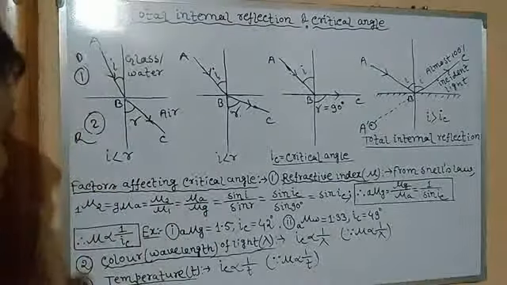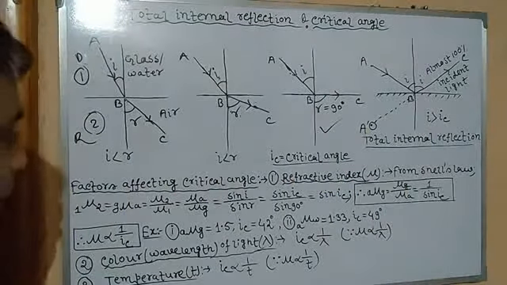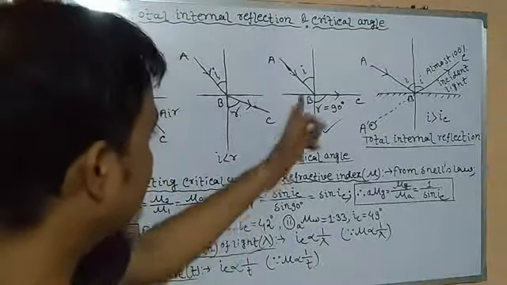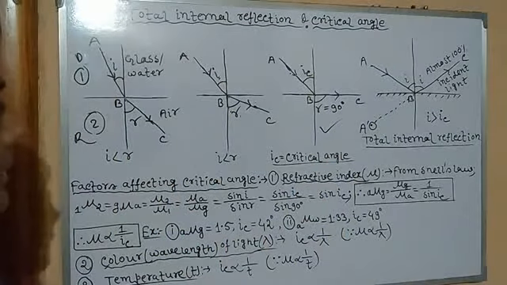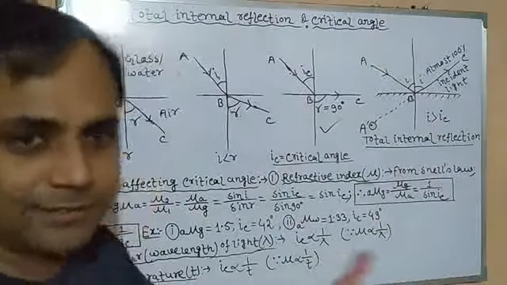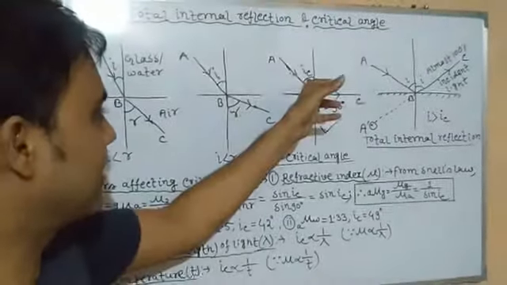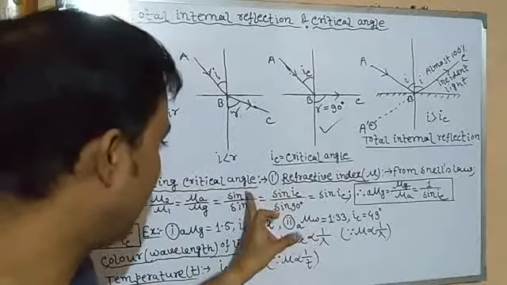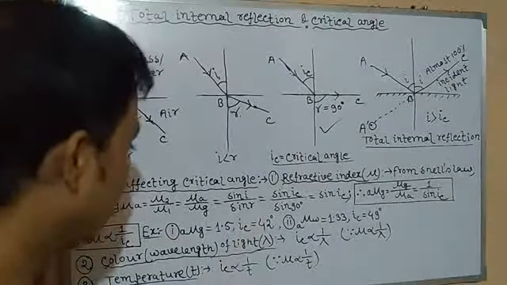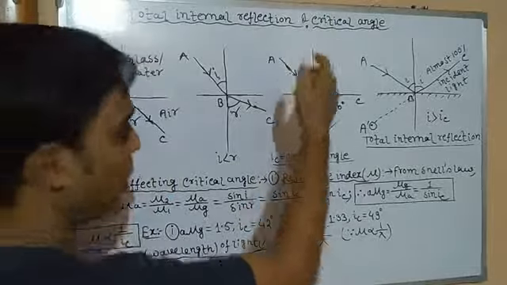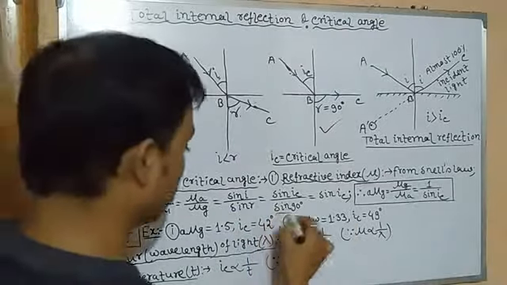So mu A by mu G, we all know, is sin I by sin R. Very easy. We are assuming this diagram, diagram number 3. So what is sin I here in the diagram? When the angle of refraction becomes 90 degrees, then it no longer is called the angle of incidence; it gets a new name, the critical angle. So instead of I, we write sin IC, C for critical. That's why the letter C is used here. Now sin R is sin 90, because when the critical angle is formed, the angle of refraction is 90 degrees. So sin IC by sin 90, and we all know the value of sin 90 is 1, so sin IC.